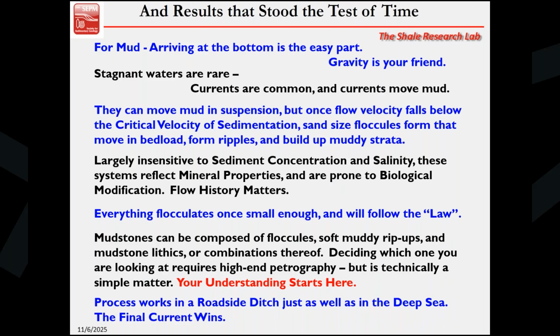As I said already, these processes are largely insensitive to sediment concentration and salinity and reflect mostly mineral properties, and they're also prone to biological modification. In our experiments, when the experiment runs too long, even if we start with a clean flume and mineral dust and stuff like this, after some time, there's biofilms forming, and they change the behavior of things immeasurably within a week or something like this.